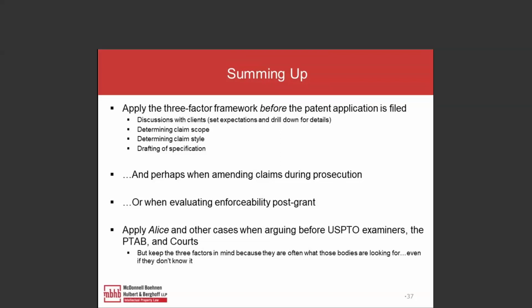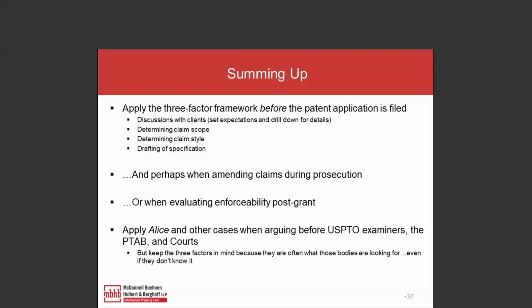Also, if you have a granted patent and you're evaluating its enforceability post-grant, or maybe you want to enforce it, and you want to decide what's the risk of running into a 101 challenge, and is that challenge going to be successful? Or if you've got a patent that someone is threatening to assert against you and you want to try to kill it off under 101, that's when you can apply the three factors, and it'll give you a pretty good idea of the viability of those issued claims.